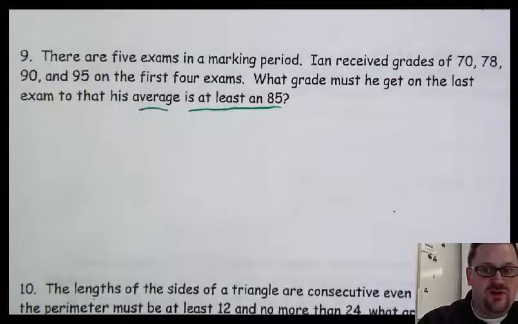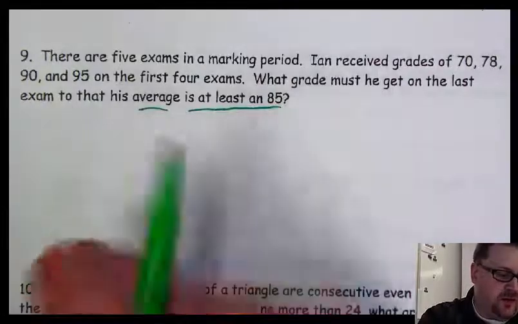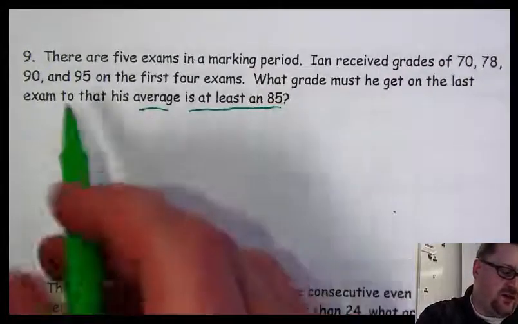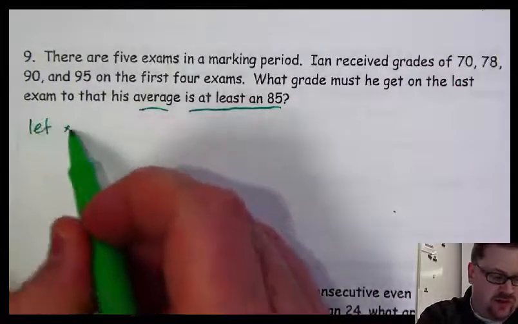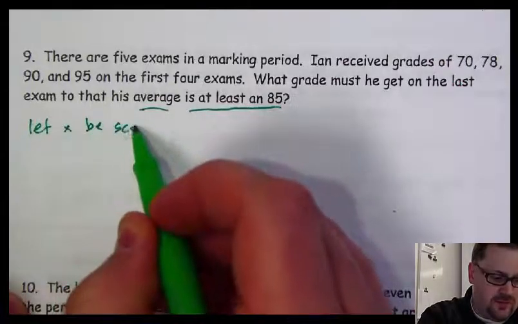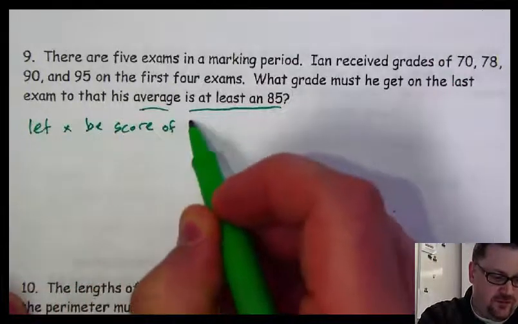So we've seen a question slightly like this before. Think about how to do average. You add everything up and divide by how many there are. So we need to know this 5th exam. So we're going to let x be the score on the 5th exam.